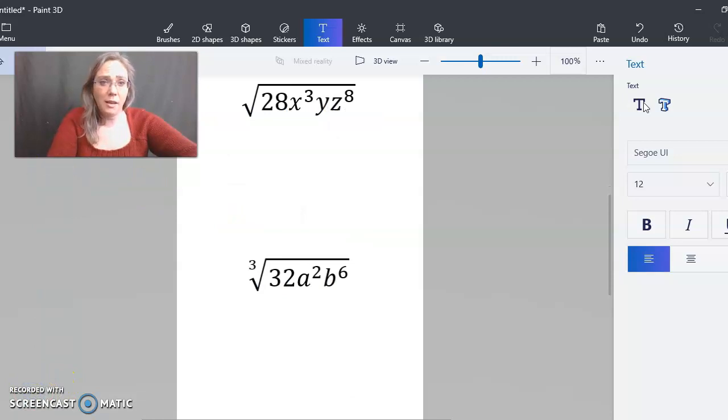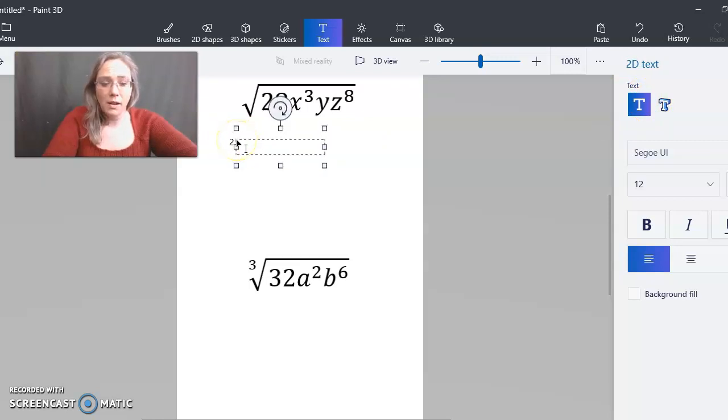So let's look at this example. Here we have an index of 2 and a radicand of 28 x to the third y z to the eighth. So what does that mean? Well, if we factor 28, we get 2, 2, and 7. Well, there's two groups of 2 there, so the first thing I'm going to write is 2. Okay, now what? Well, when I look at this x cubed, that's really x times x times x. There are 3 x's, so I'm going to pull out 2 of them.